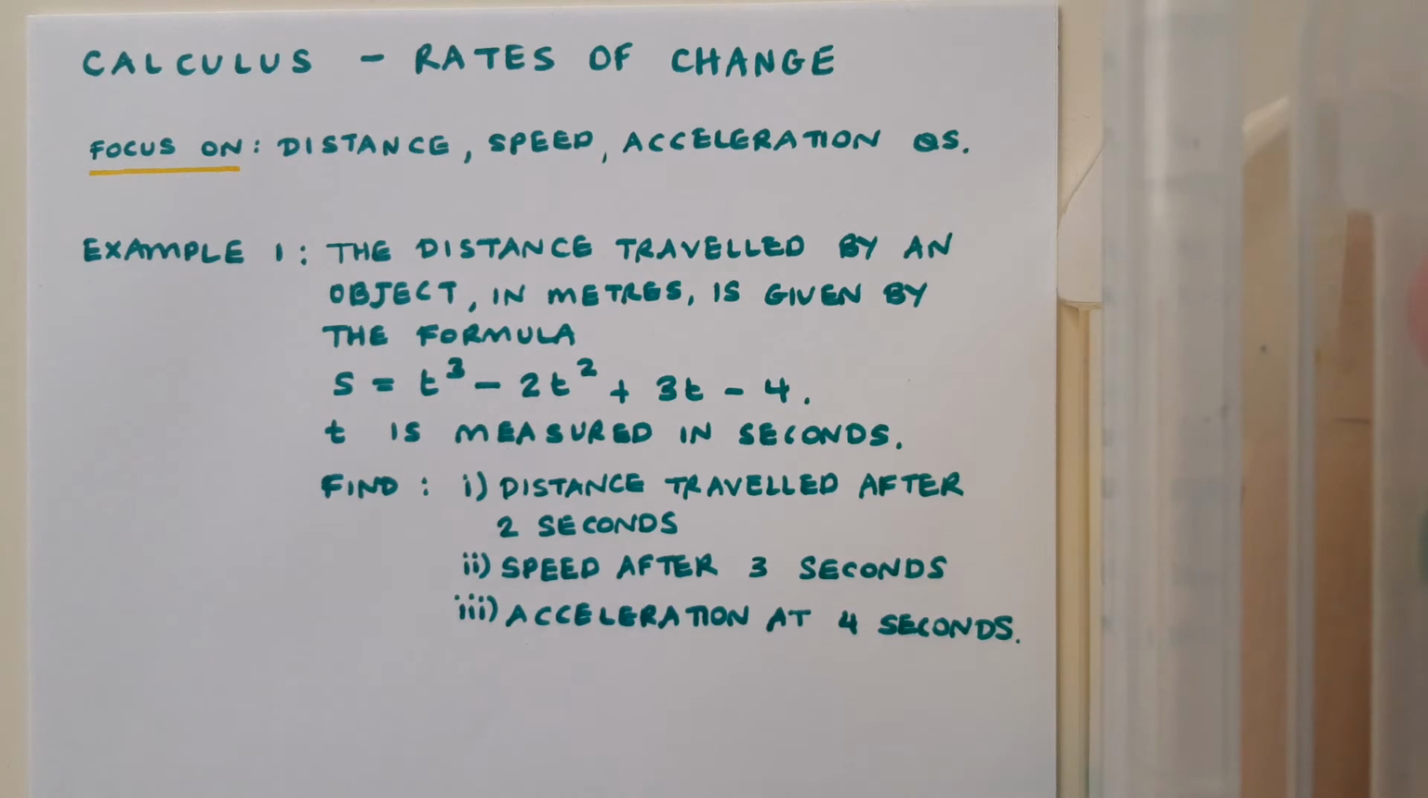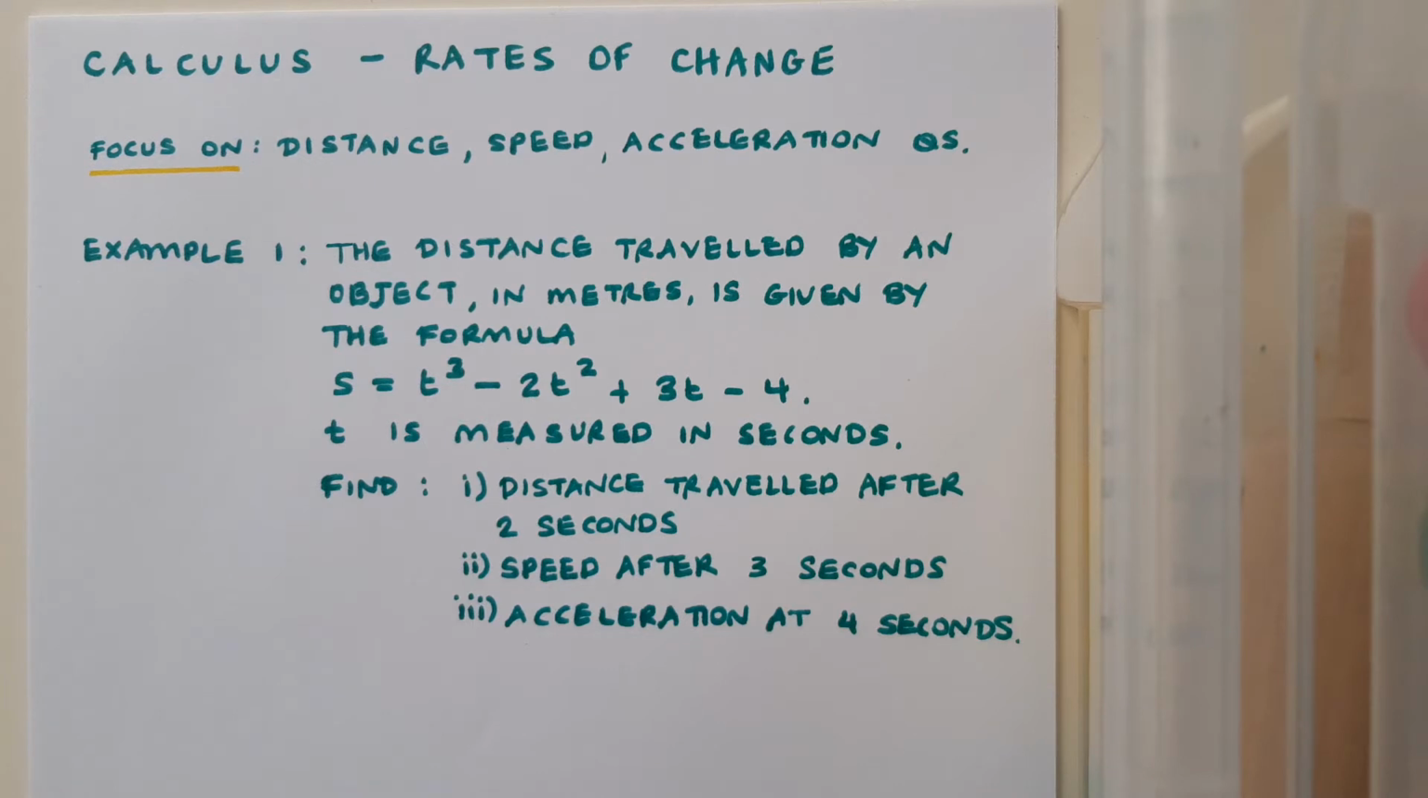The distance travelled by an object in meters is given by the formula s equals t cubed minus 2t squared plus 3t minus 4, and t is measured in seconds. And we want to find three things. First of all, the distance travelled after 2 seconds, the speed after 3 seconds, and the acceleration after 4 seconds.